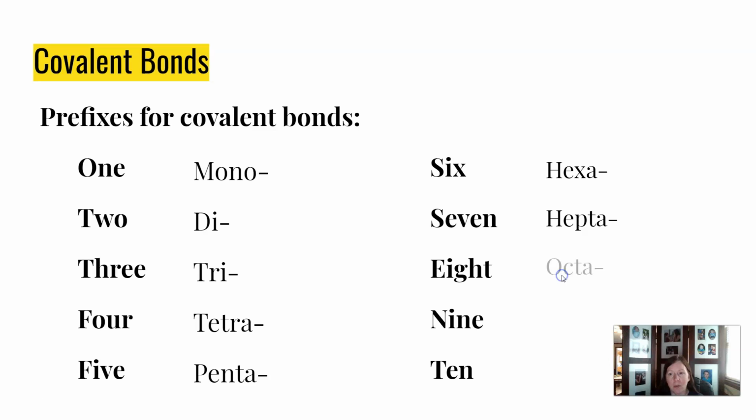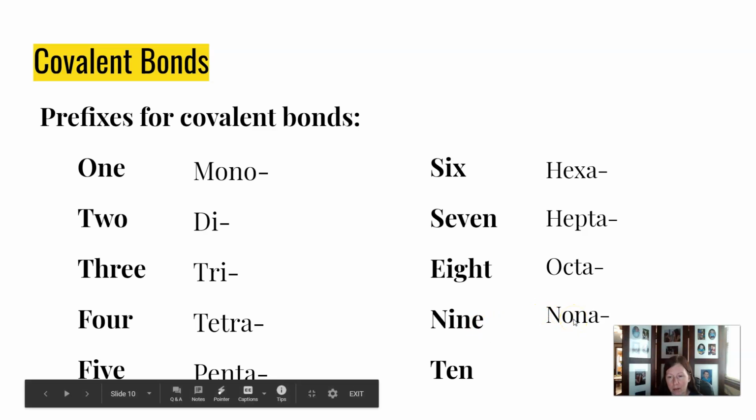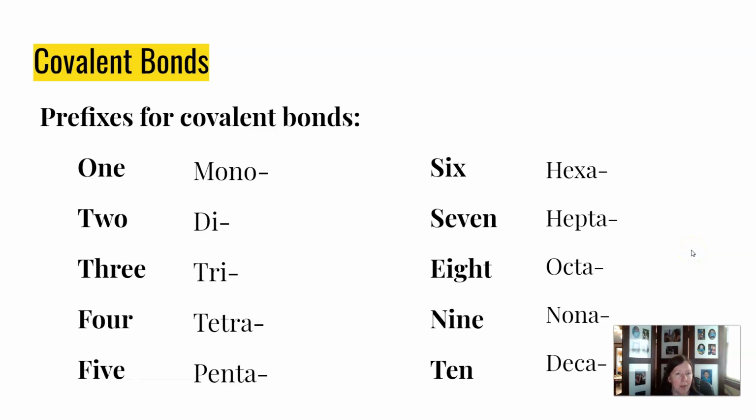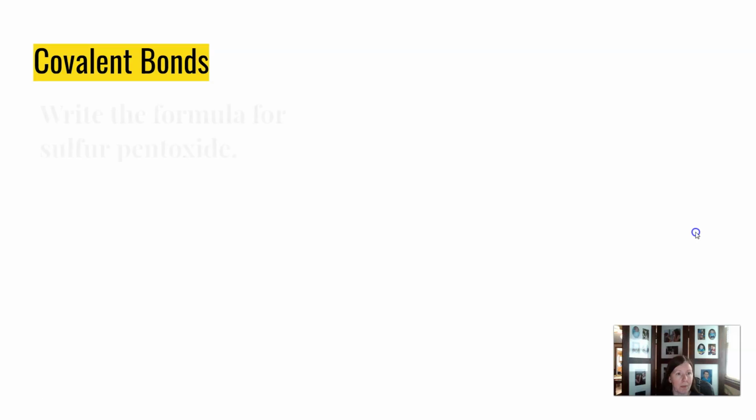And then 8, we've all heard of octopus, so octa. 9, nona, even if you haven't seen that before, very easy to remember. And 10, we have deca, like decade or decagon. All right, so these are the prefixes that you kind of have to get into your brain. And again, they're not too hard. Most of them you're probably already somewhat familiar with. So this is all we need to know to be able to name and write formulas.